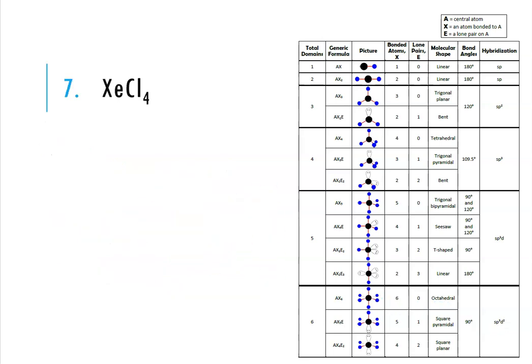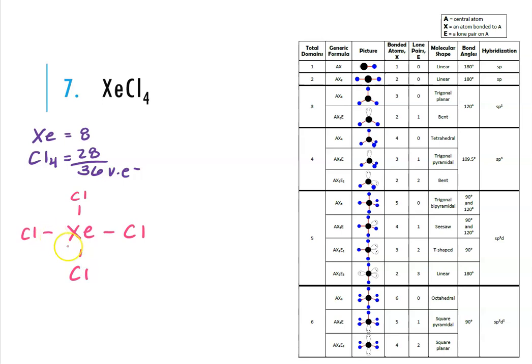All right, next up, xenon is in group 18. Chlorine, I have 4 of them. 4 times 7 is 28. So that gives me 36 valence electrons. All right, so now I'm going to attach the 4 chlorines to the xenon.